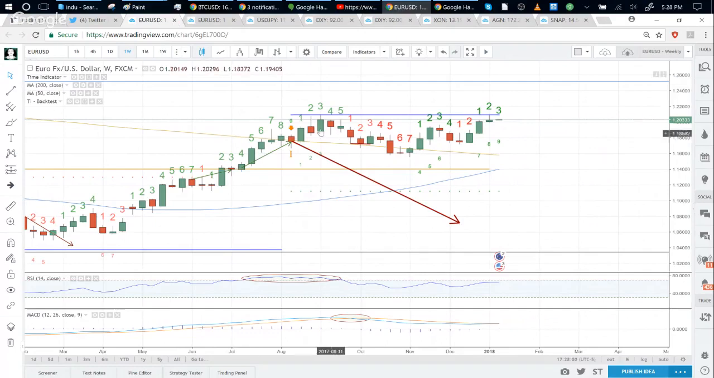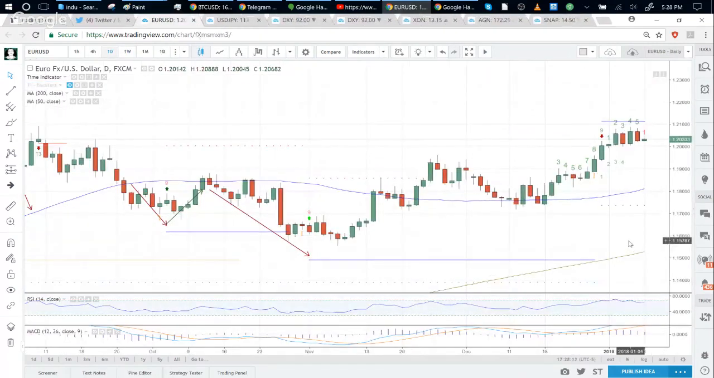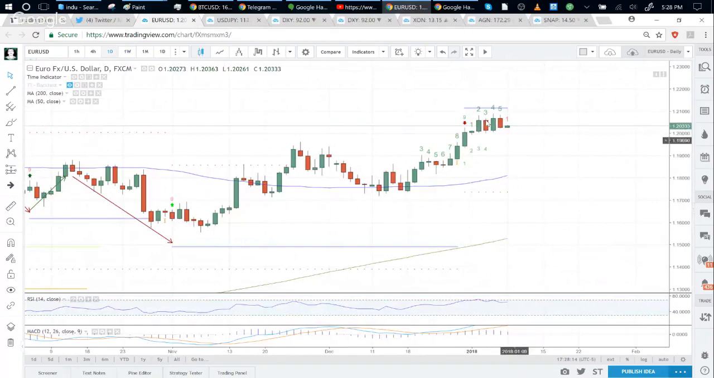You know what? It's not bullish. It's like in a range. Let's wait for a breakout. I'd wait for one more high, but I don't like the euro. It's not much there. Here's the daily. Again, it's just flat.